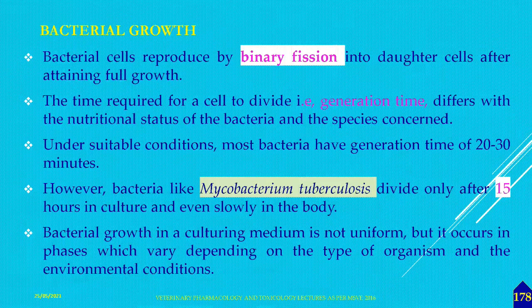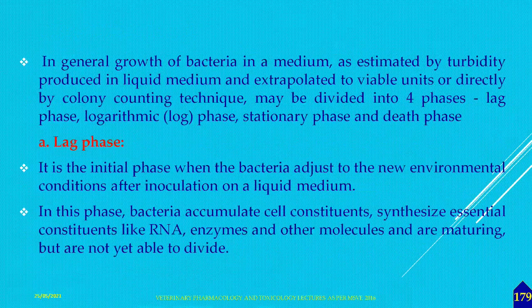The bacterial growth in the culturing medium is not uniform, but occurs in phases which vary depending upon the type of organism and the environmental conditions. In general, the growth of bacteria in medium is estimated by the turbidity produced in the liquid medium and extrapolated to viable units, especially by the colony counting technique. This may be divided into 4 phases. The first phase is the lag phase, then the logarithmic phase or log phase, then the stationary phase, and last is the death phase.